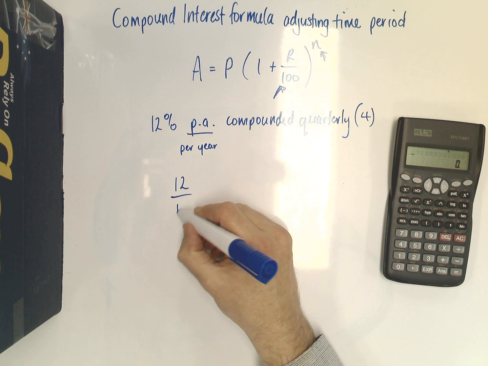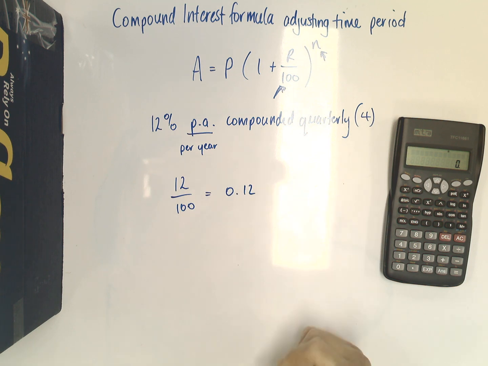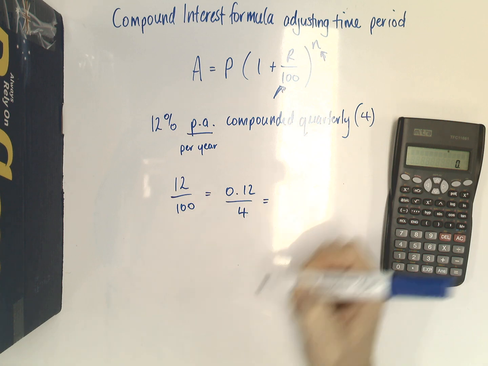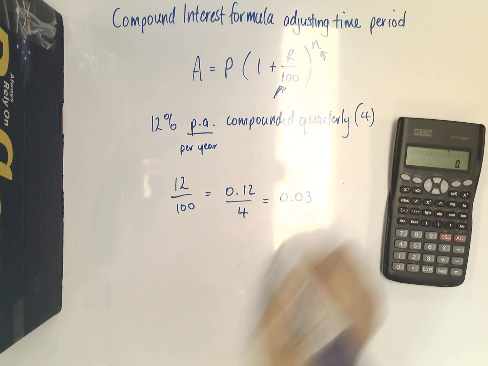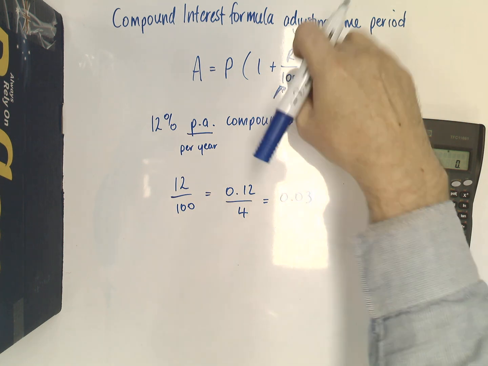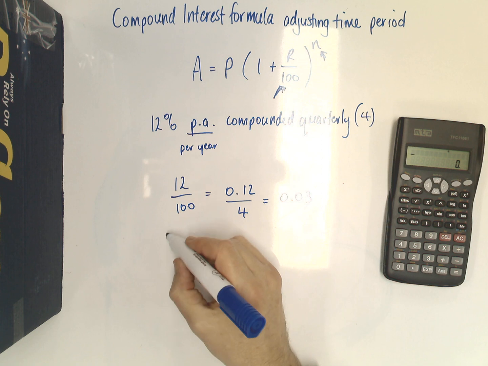Now, if we were dealing with a rate, we would divide it by 100, and that would give us 0.12, but that's for the full year, and we only need to know how much 1 quarter would be. So we're going to divide that by 4, and that's going to give us 0.03. And that is the number that we, of course, need to be working with around this part of the formula. Now, that we could do, and if you want to do it that way, then feel free to, but there is a quicker way, and I'll show you a little trick.